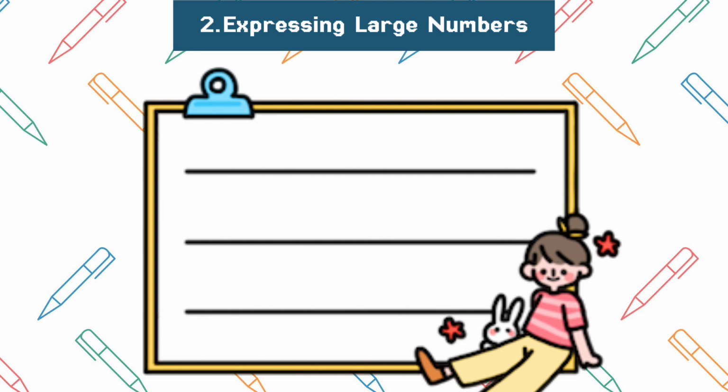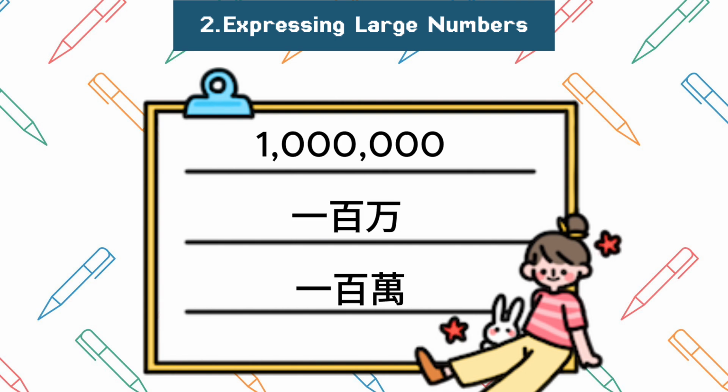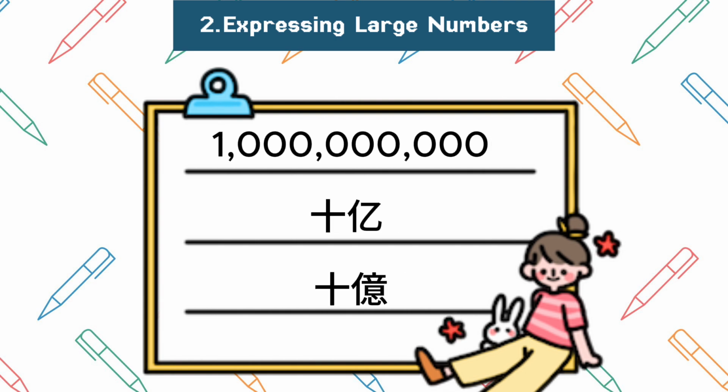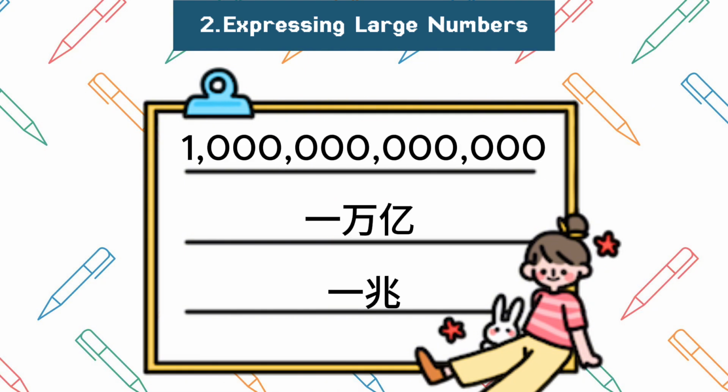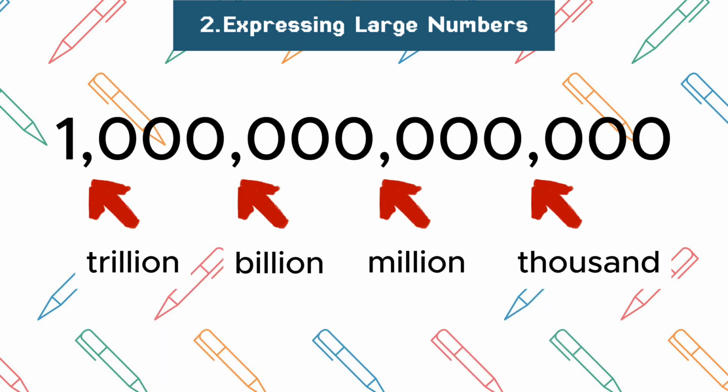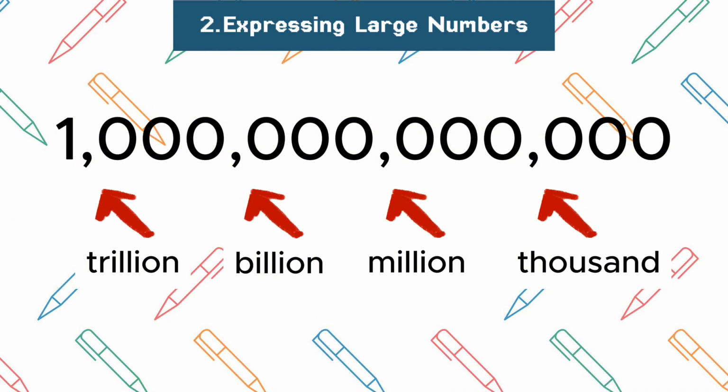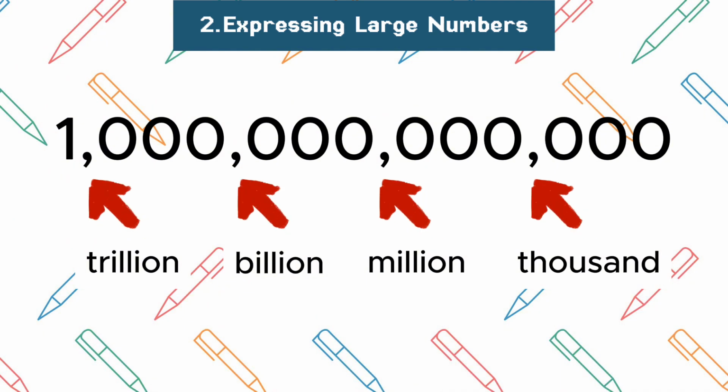Here's the pattern to remember. Every time you add 3 zeros, the name of the number changes. Let's practice this step by step. We start with 1,000. Now, let's add 3 more zeros. It becomes 1 million. Next, let's add 3 more zeros. It converts to 1 billion. Next, let's add 3 more zeros. It becomes 1 trillion. Remember, whenever you see a comma, think of it as a new term. Each set of 3 zeros represents a new scale in the number.